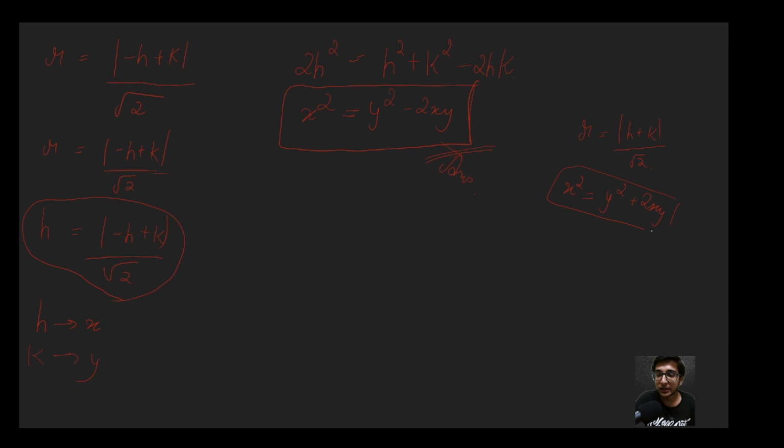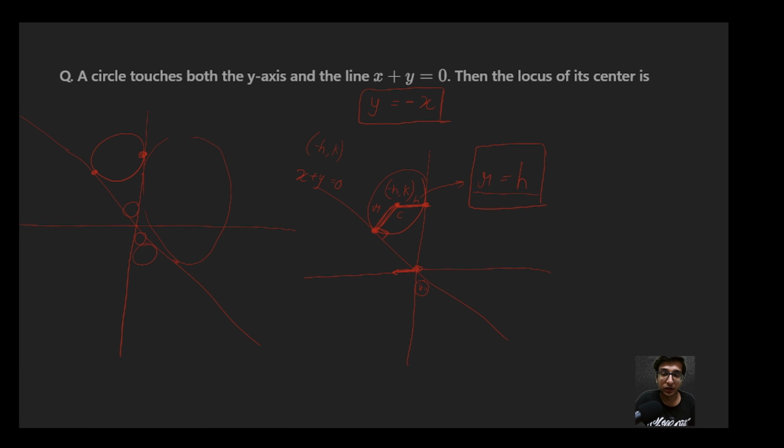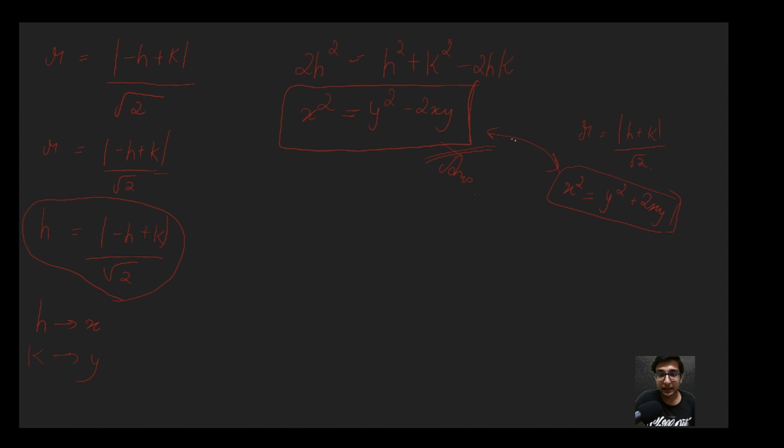Now again, both these equations are correct. Both these equations are the locus of our circle, the locus of the center that we are trying to find out. So again, it could have been in both ways. Let's say in the options in the question, if this option would not have been present, that means you would have to answer this option.